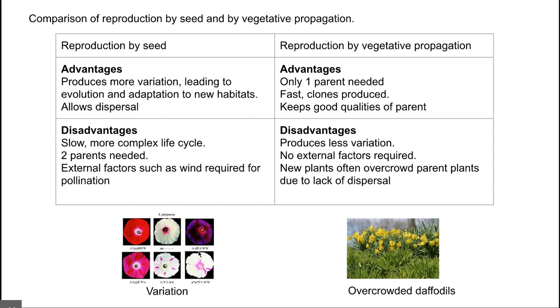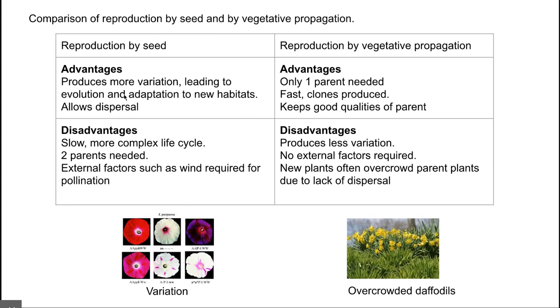The main advantage is it produces more variation. So here are pictures of the different variations within a single species of flower. A good example of all the differences, all the variations you can get. Some of these flower colors could be more adapted for attracting particular insects than others, for example. So it produces more variation. This leads to evolution and adaptation to new habitats.